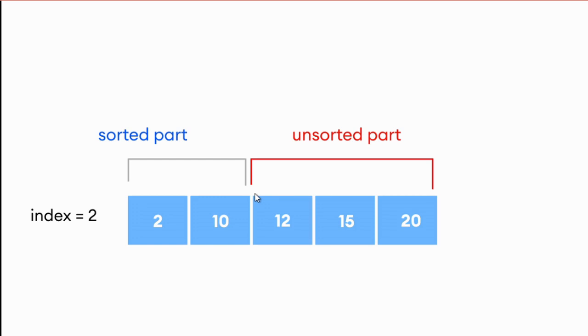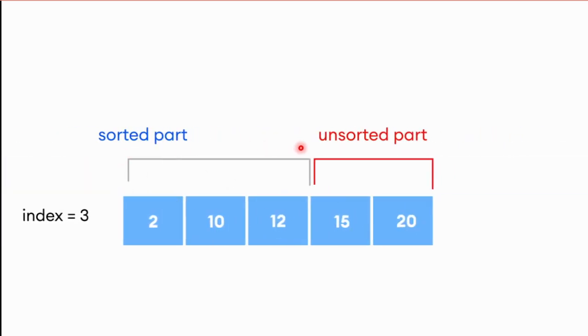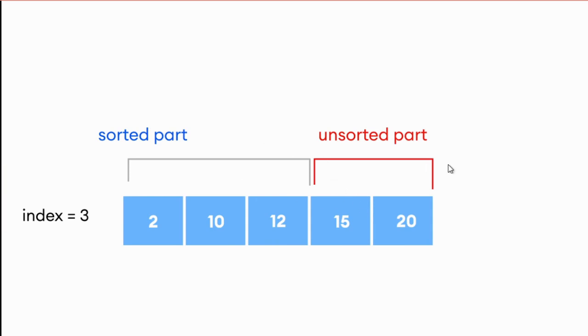Again, I have to find the minimum element from the unsorted part. Here you can see 12 is the smallest and it is in the first position of unsorted part. So no need to make any swapping. Again, my sorted part is updated and unsorted part is there. So in unsorted part, again I have to find my minimum element. As 15 is the smallest and it is in the first position of unsorted part, no need to make any kind of swapping.